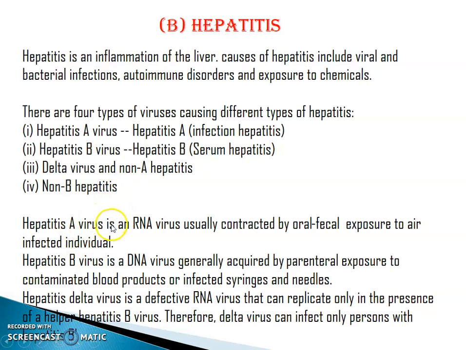Hepatitis A virus is an RNA virus usually contracted by oral-fecal exposure to an infected individual. Hepatitis B virus is a DNA virus generally acquired by parenteral exposure to contaminated blood products or infected syringes and needles. And hepatitis delta virus is a defective RNA virus that can be replicated only in the presence of helper hepatitis B virus. Therefore, delta virus can affect only a person with hepatitis B.